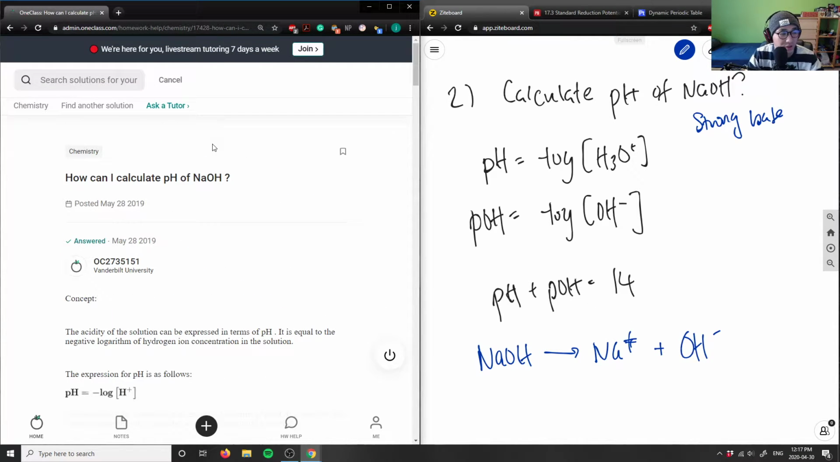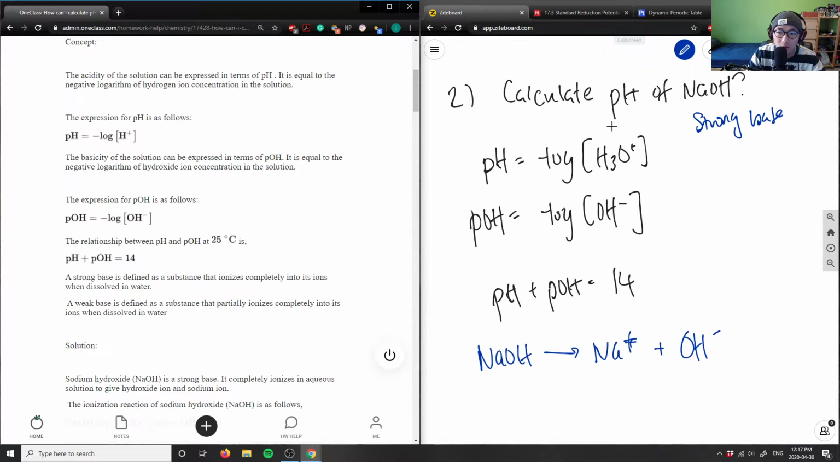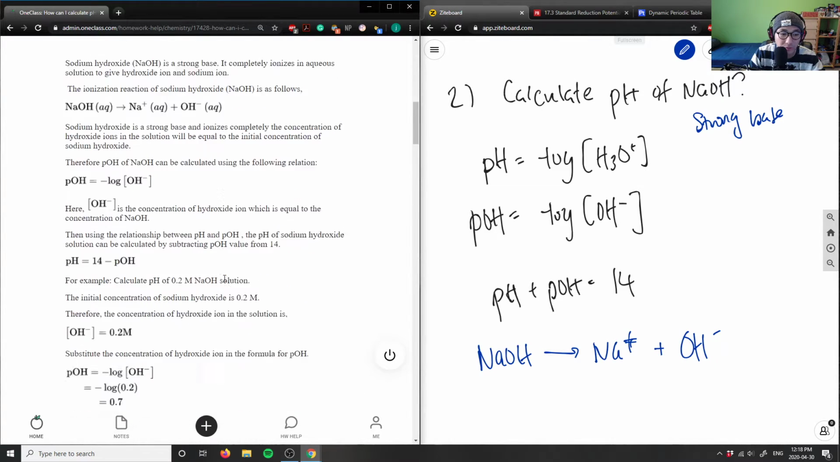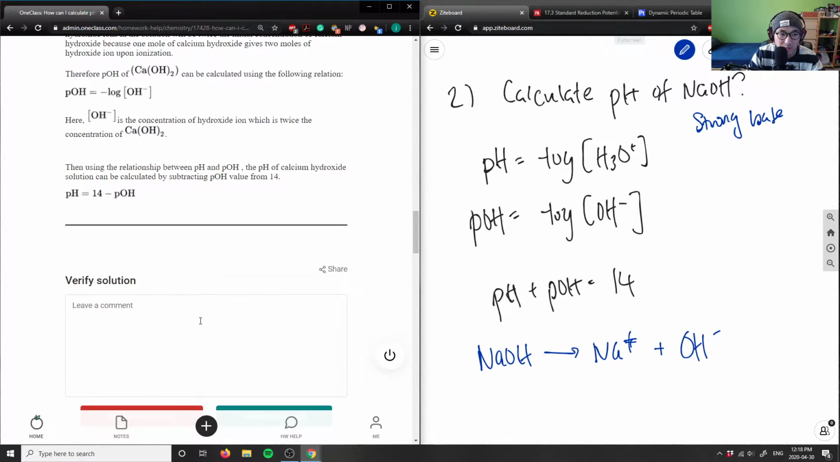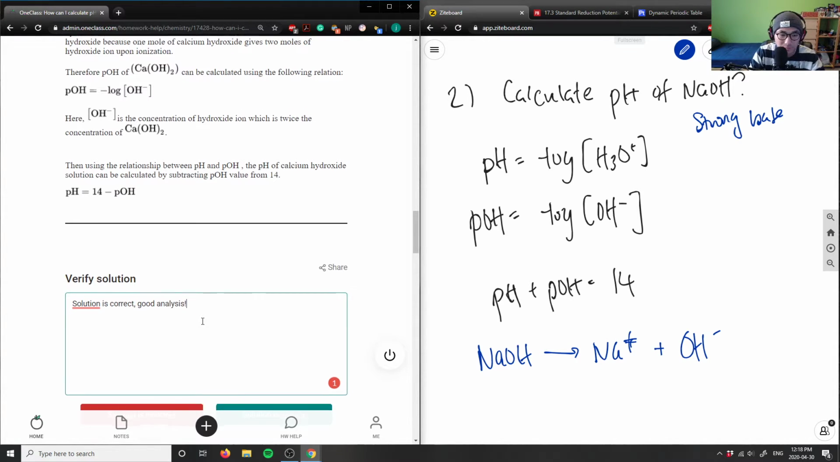Again, I wasn't given a concentration in the question, so I can't actually solve for it, but the logic here is correct. They're relating pH with pOH, and then they're writing down the ionization reaction for NaOH to solve for my concentration of OH minus here. So the solution here is correct. Good analysis here.